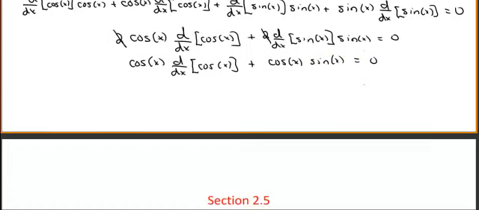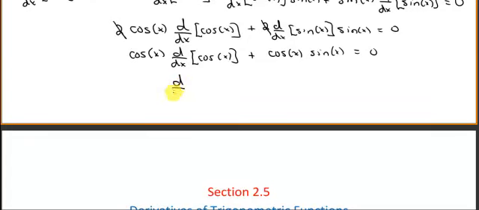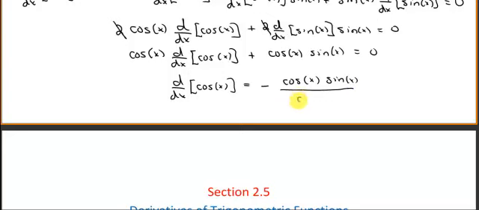Now let's solve this for the derivative of cosine of x. The derivative of cosine of x is equal to the opposite of cosine of x times sine of x, subtracting cosine of x times sine of x from both sides, and then dividing by cosine. We get the opposite of sine, which is what we had before. So really, once we had the derivative of sine, and we knew that formula for the identities, cosine squared plus sine squared is equal to 1, the derivative of cosine was already cast in stone. These derivatives have to depend on one another.